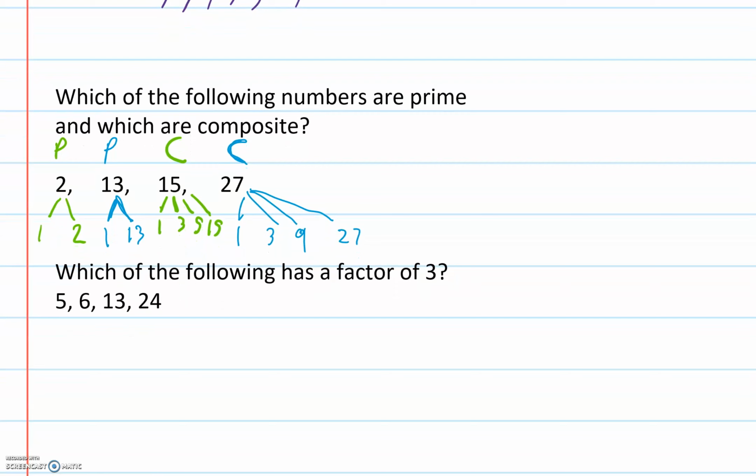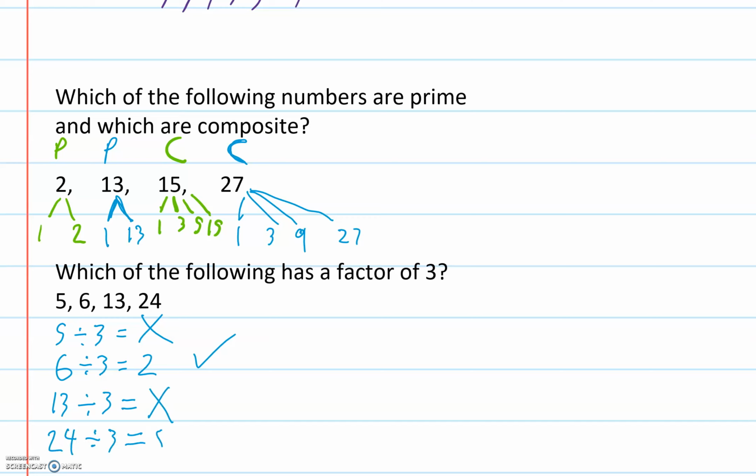Alright, and looking at this last question, which of the following has a factor of 3? So we would just look at these ones and basically ask, which can be divided by 3? Can 5 be divided by 3? Nope. Can 6 be divided by 3? Yes. Equals 2. Check mark. Can 13 be divided by 3? Nope. Can 24 be divided by 3? Yes, it is 8.